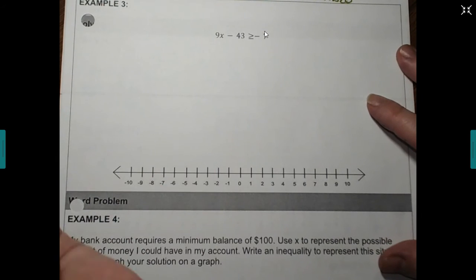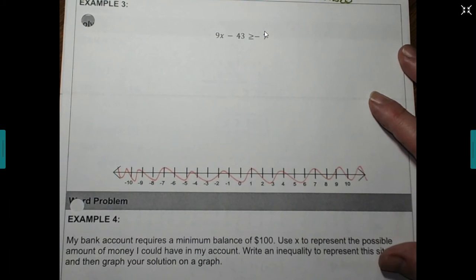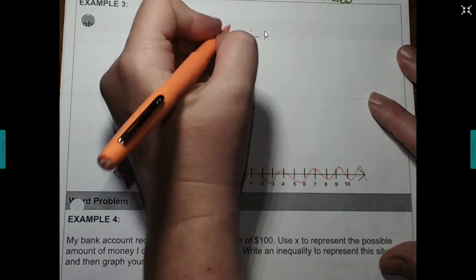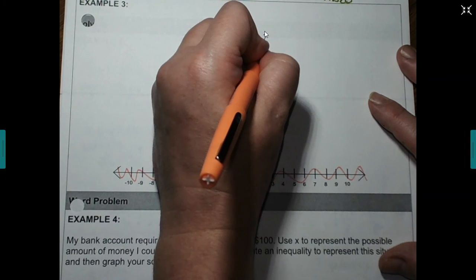Okay. So we have 9x minus 43 is greater than or equal to negative 7. Again, we are not messing around with this number line that I totally messed up. Okay. We're going to add 43 to both sides.